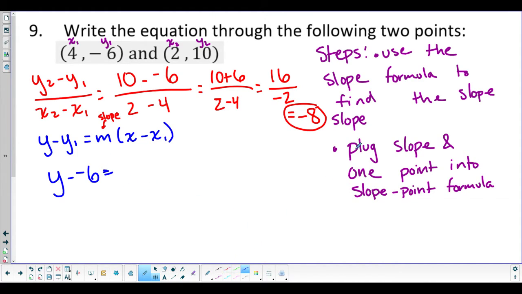Equals, my slope was -8, so -8 times x minus 4. That is from this 4 right here. So keep in mind, I'm always subtracting, which might lead to a double subtraction on the left side of our equation here. And now we just have to simplify, okay? So we have to distribute and simplify.